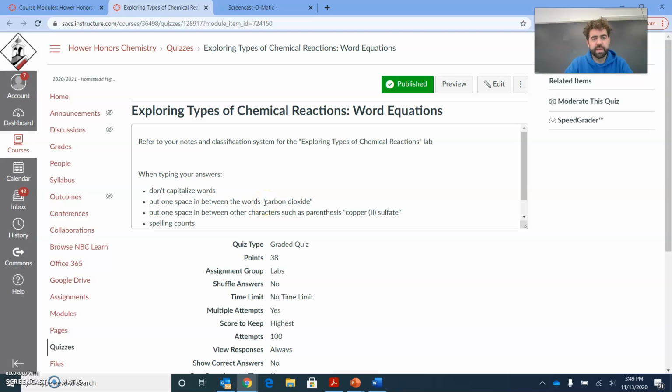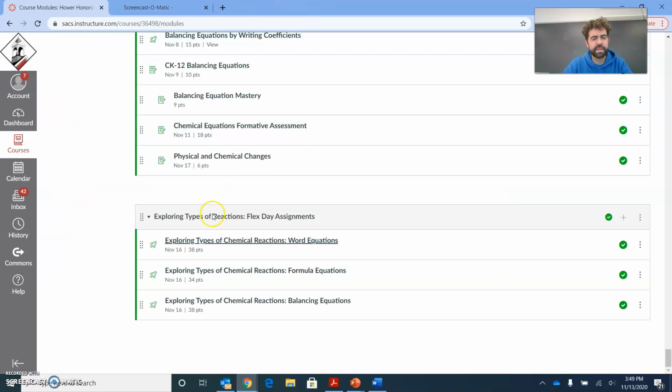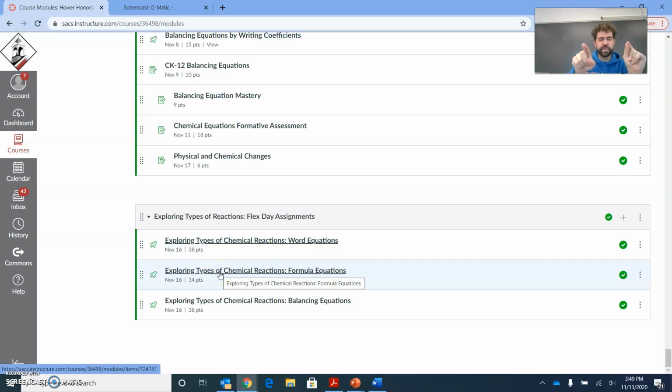Make sure you spell correctly, that's important. Don't capitalize words. Put a space in between the words, and make sure you use II as your Roman numerals. Make sure they're capital. But as you select this, you can see you'll just simply type this in here. So I would just type carbon dioxide. And of course, that is not the correct answer. I'm just using this as an example.